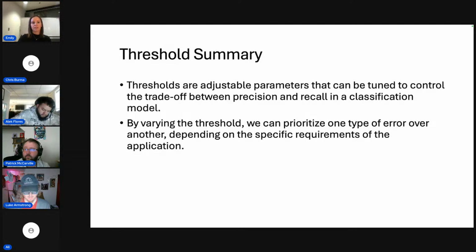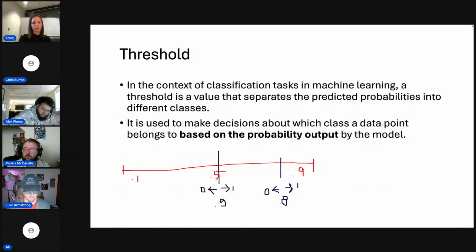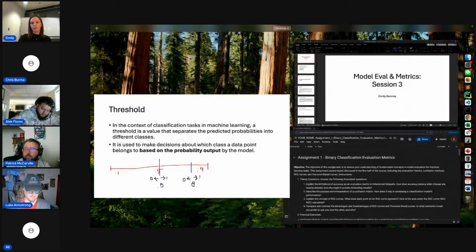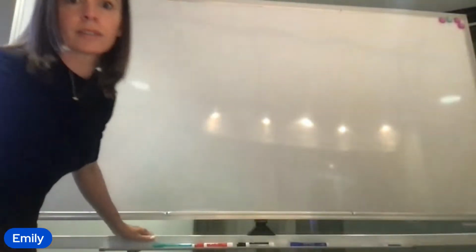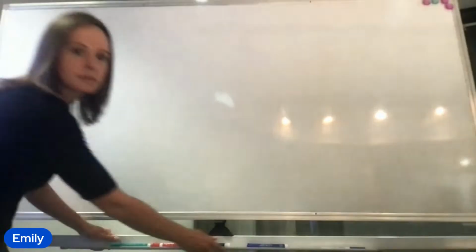I'm going to go back to that slide we were on where I drew the line here. So let me see if I can pull this whiteboard over. You guys see that? Okay.